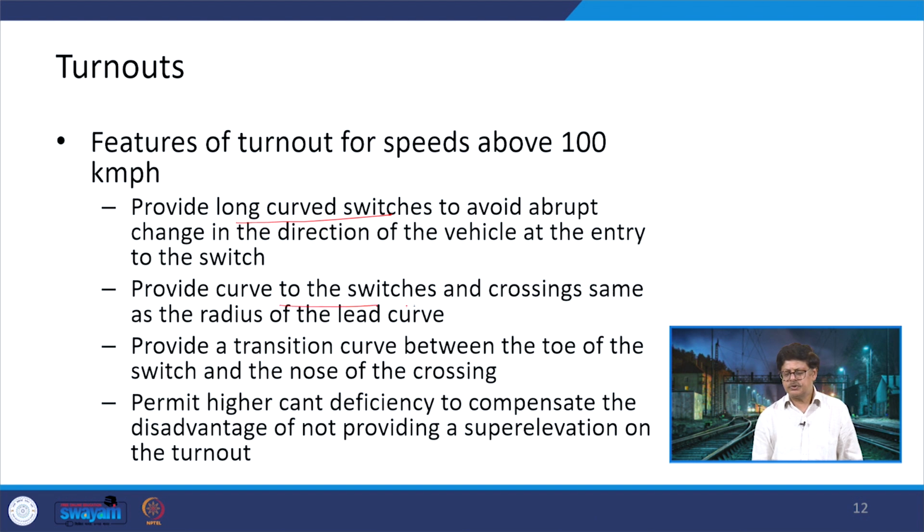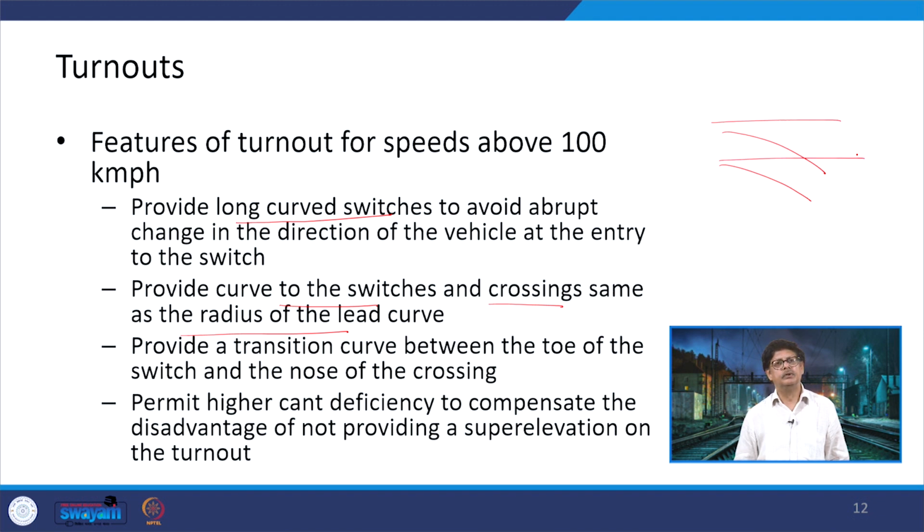Provide the curve to the switches and the crossings same as the radius of the lead curve. Whatever is the radius being provided for the lead curve, as compared to the straight section, the crossings here as well as the switches should also be provided with the same value. So this is R, this one is R and this one is also R.